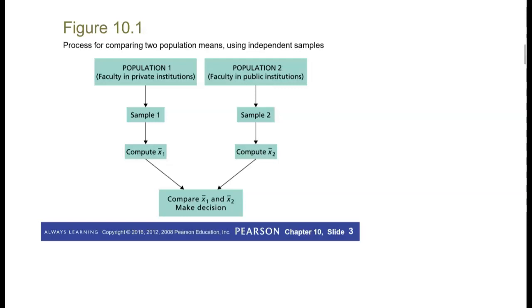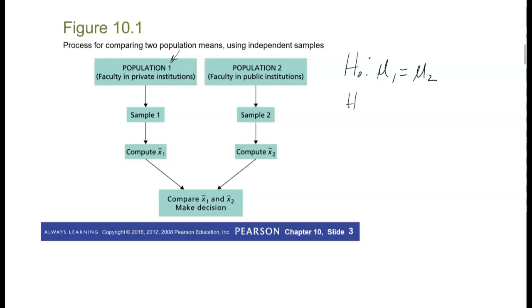And then we would have to make a decision after comparing the mean of the salaries of the faculty in the privates compared to the mean of the salaries of the faculty in the publics. So what does this mean exactly? When we are doing a two population test, we start with the assumption that the means we are comparing are equal to each other. Hence, our null hypothesis is always going to be mu1 equals mu2. Now, when we do this, we must define what population is mu1 and what population is mu2. This was done for us. Population 1, so mu1, comes from faculty in private institutions.